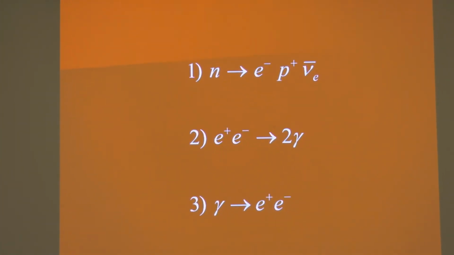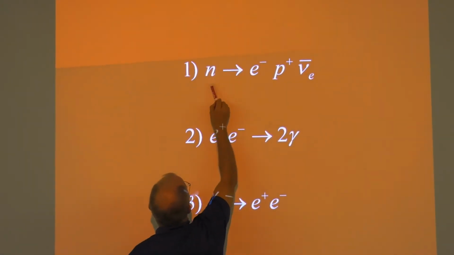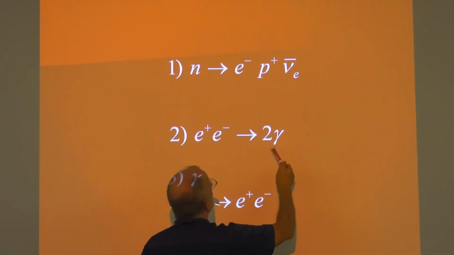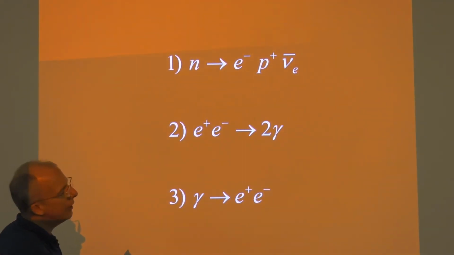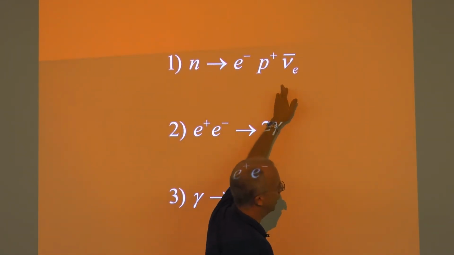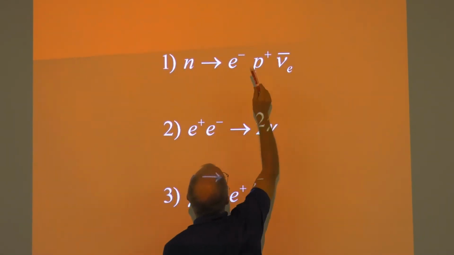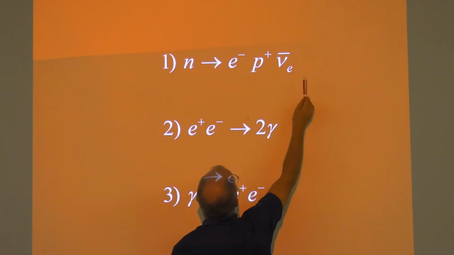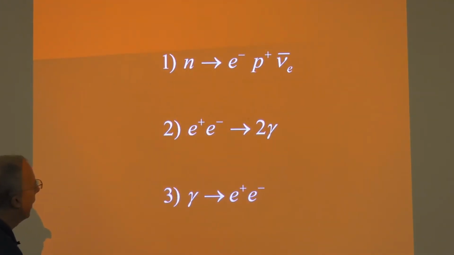So let's look at some examples. Here's a neutron, it's neutral. So the charge here is 0. That means that the charge here better be 0. This is the neutron decay, right? A neutron decays into an electron, a proton, and something called a neutrino. So 0 charge, okay, here's a negative charge, there's a positive charge, there's no charge. So the total charge is 0. So charge is conserved.